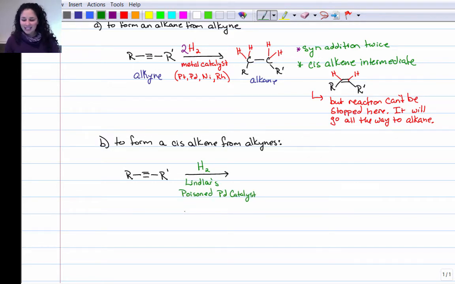To make a cis alkene from an alkyne, you just add hydrogen again to that alkyne, but this time instead of just a regular metal catalyst, you use something called a poisoned catalyst. And the most common one is Lindlar's poisoned palladium catalyst. So if you want to just put Lindlar's catalyst over the arrow, that's sufficient, or poisoned catalyst. What a poisoned catalyst is, is just a catalyst that's not quite as efficient or reactive as a regular catalyst. And so basically, this allows you to stop the reaction at the cis alkene.